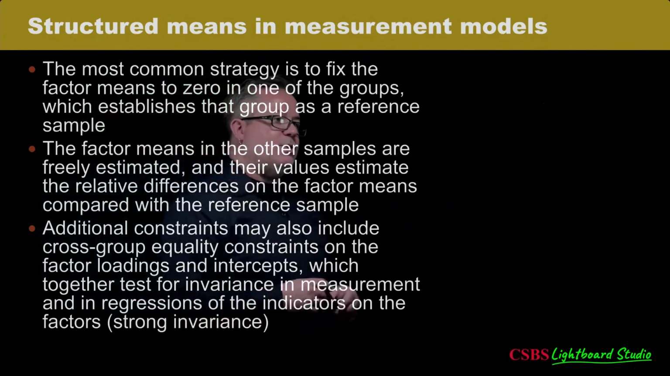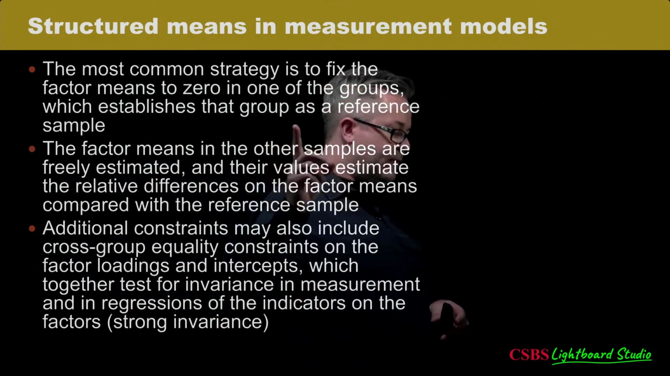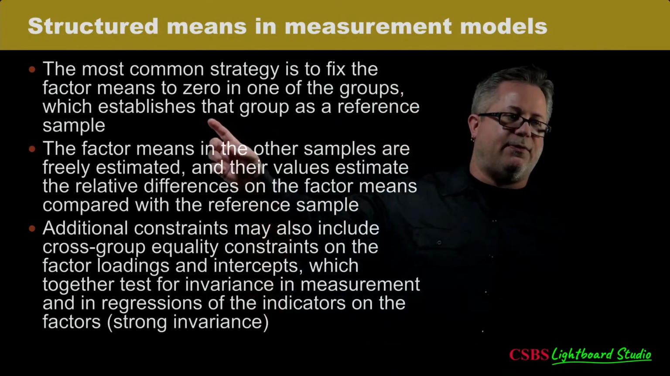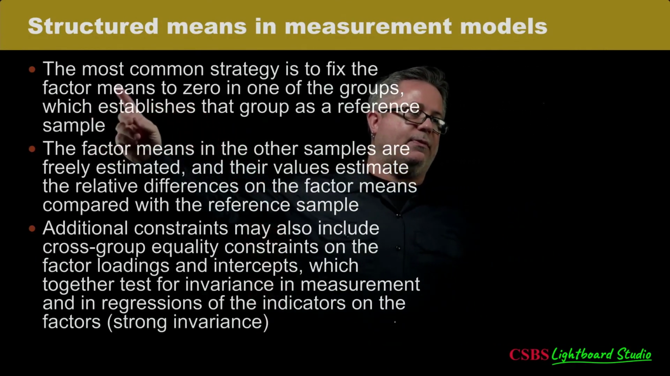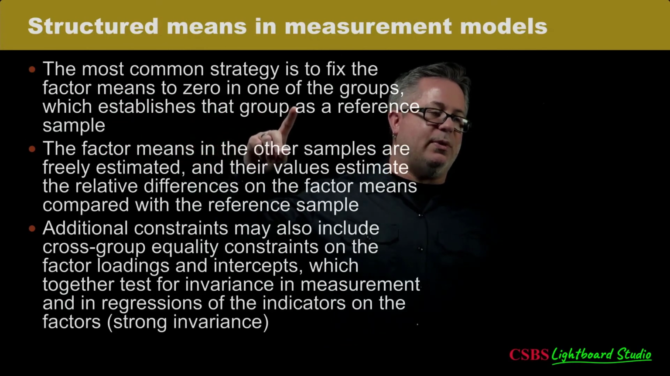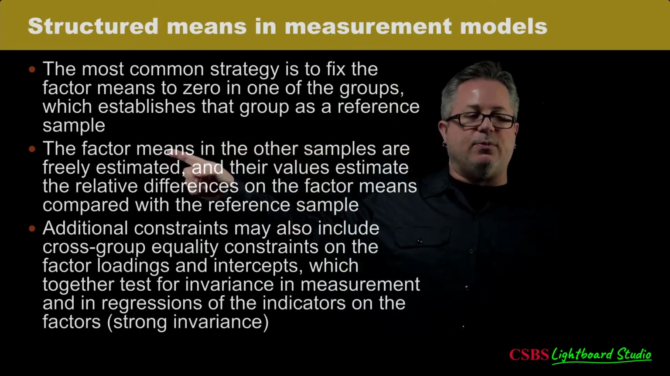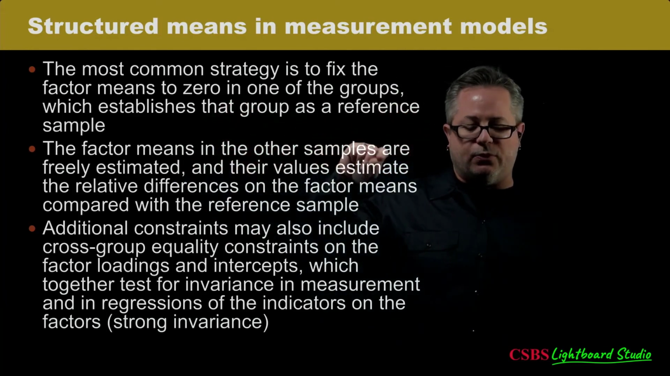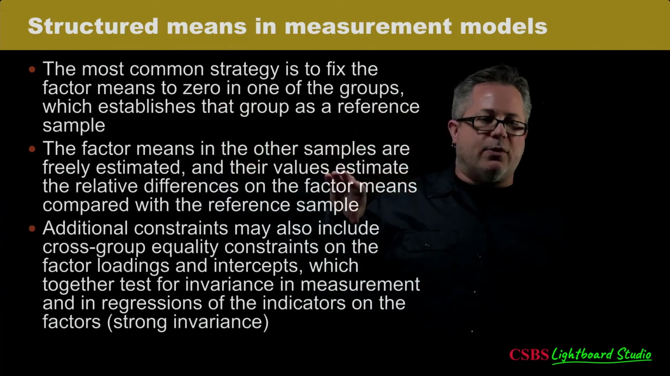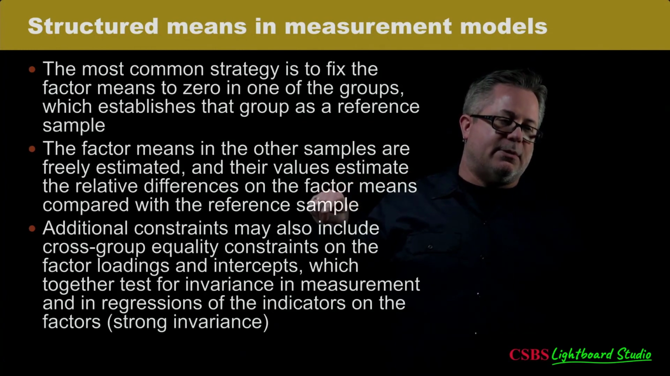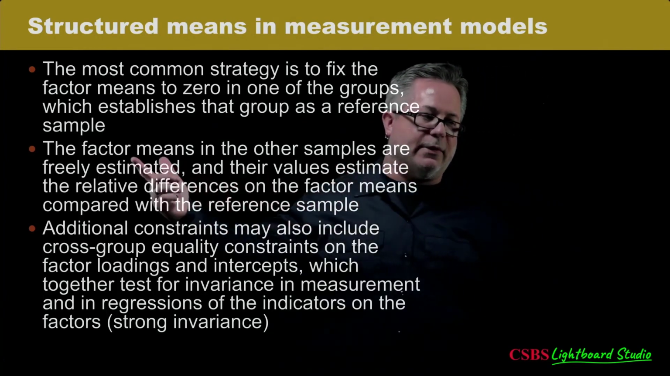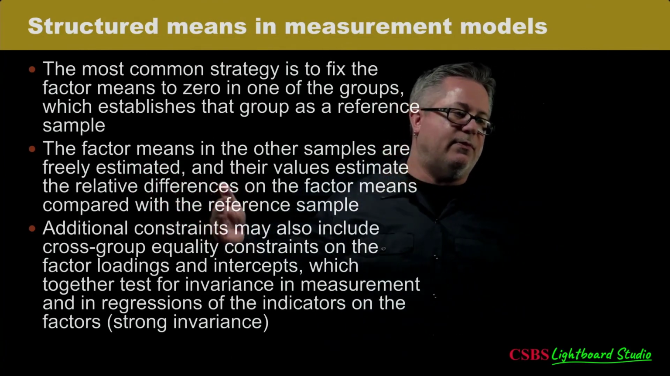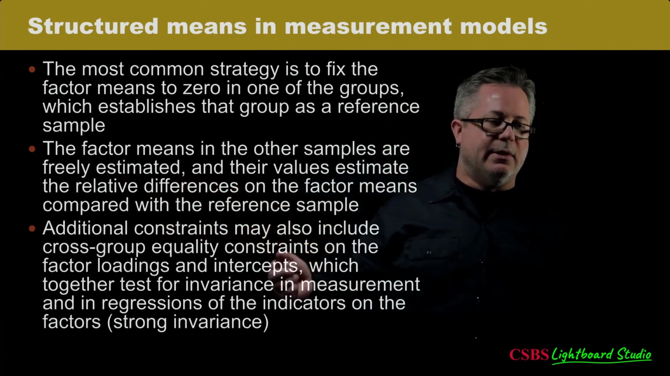The most common strategy, and this is another way that this is done, is not how Lavaan does it, but some other programs do this: you fix one of the factor means to 0 in one group, and then estimate it freely in the other group to see the significant difference. But we oftentimes just force them both to be equal and do it more like an ANOVA approach as opposed to a t-test approach. The factor means in the other sample are freely estimated, and it's the relative differences on the factor means that are compared.